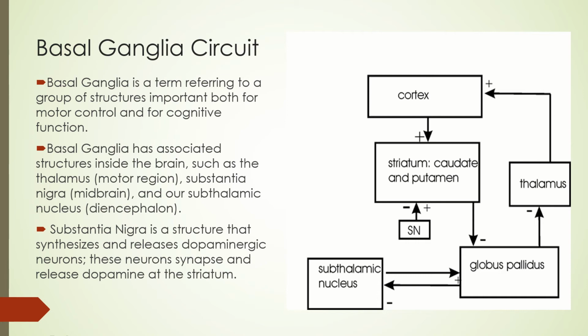So the substantia nigra is a structure that synthesizes and releases dopamine. These neurons synapse and release dopamine at the striatum.